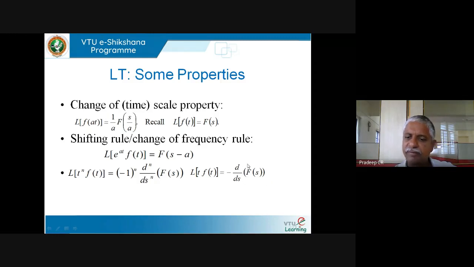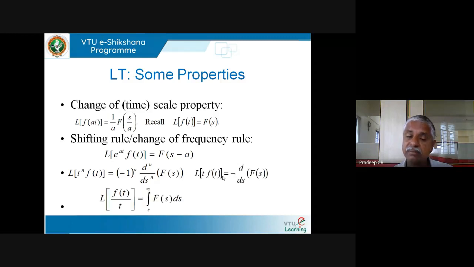So if you know F of s, if you differentiate once and change the sign, that is the Laplace of t f(t). So if I know Laplace of sin t, which I know, it is very easy to find Laplace of t sin t. All I have to do is differentiate Laplace of sin t once with respect to s and change the sign. That is what this formula says. This is very useful. I will show you an example using this.